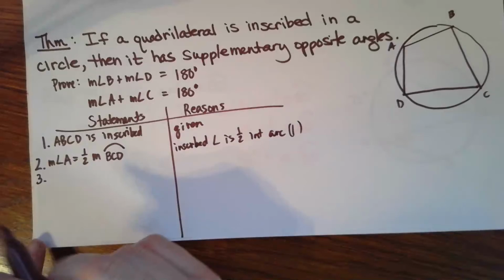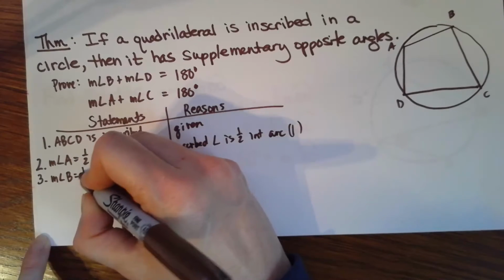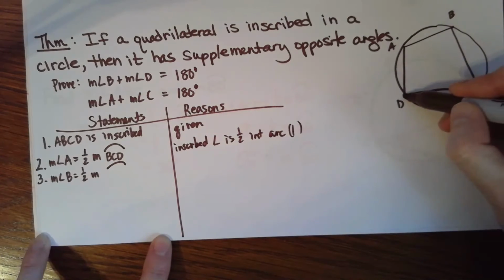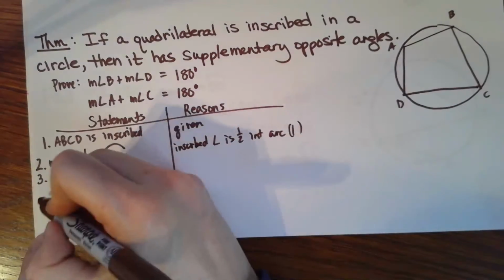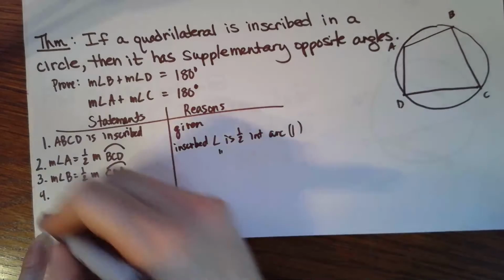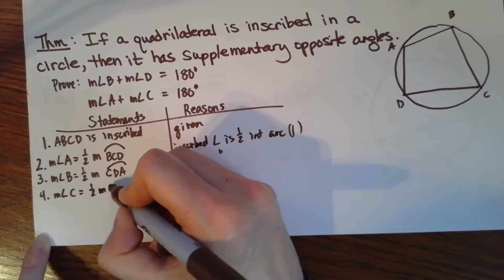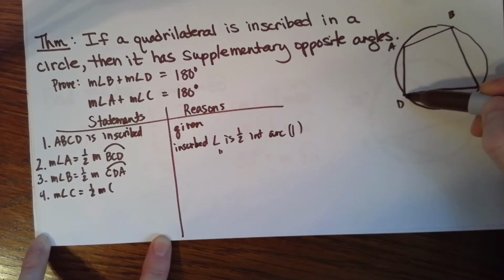Okay, and similarly, we could look at the measure of angle B. That's going to be half the measure of CDA. I'm just going to put ditto for this one. And then the measure of angle C is going to be half the measure of, okay, and then this one looks like it's a minor arc, so we can call this one just DB.